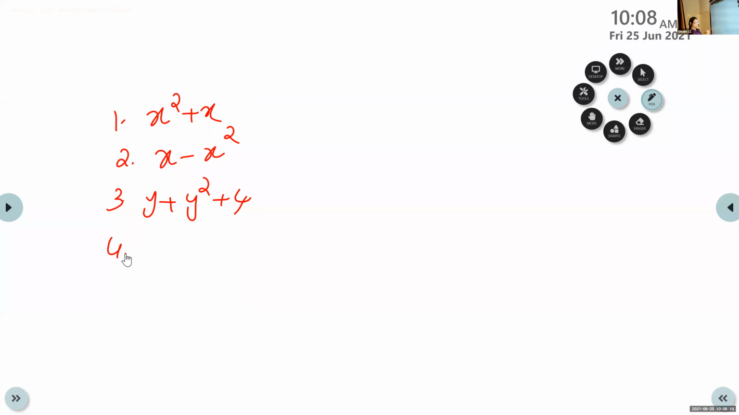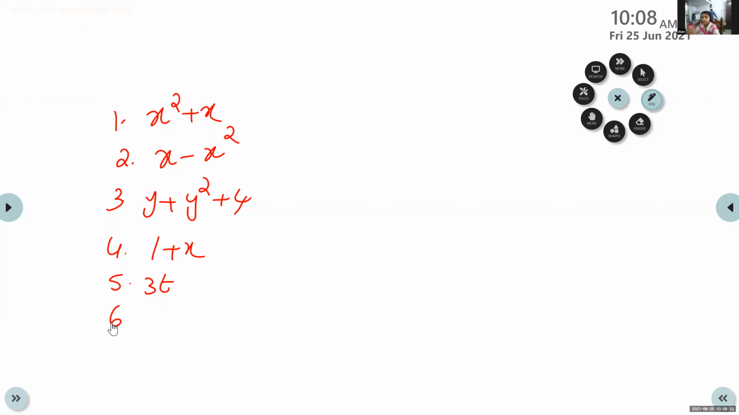Okay, so I'm writing the equations as one is x square plus x, second one x minus x square, third y plus y square plus 4, fourth 1 plus x. Ma'am, we should write this. Yes. You have to write whether these polynomials are linear, quadratic, or cubic. Also, you write, are they monomial, binomial, and trinomial? Both you have to mention, okay? Is it clear, Alan, what to do?